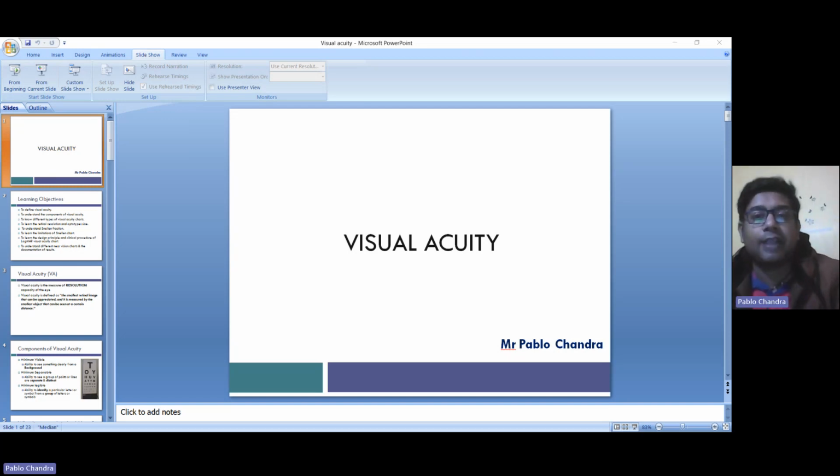So the value of tan 5, as we all know, is 0.00145. If the chart to eye distance is 6 meters, then the height of the smallest letter on the chart, the 6 by 6 letter, would be 6 into 0.00145. So the height will be 0.873 centimeter, which is 8.73 mm. So this is how we can calculate all the letters of the Snellen chart. The normal distance of testing, as we all know, is 6 meters, because 6 meters is considered as optical infinity.